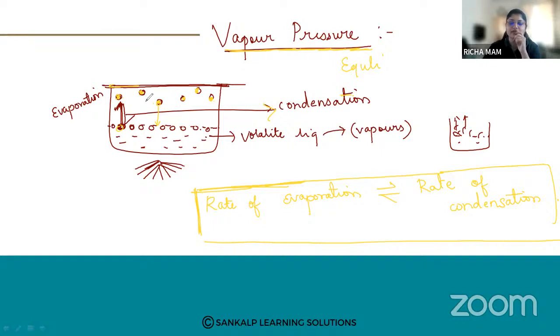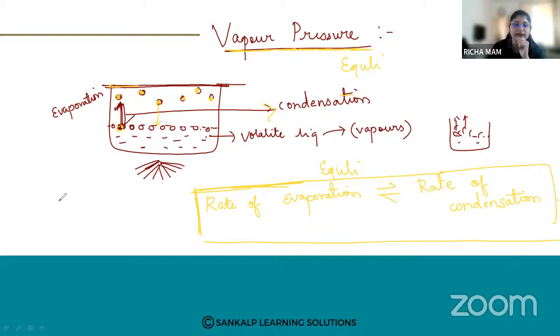We are going to see what the factors affecting the vapor pressure are. Remember, the equilibrium is very important. I'll repeat once more: vapor pressure is the pressure exerted by the vapor of a liquid on the surface of the solution or liquid when equilibrium is established between the liquid and its vapor, where the liquid is volatile in nature.